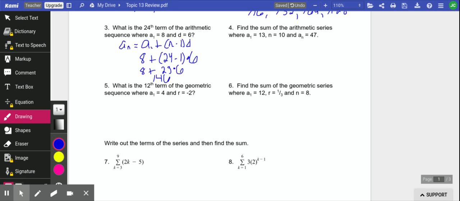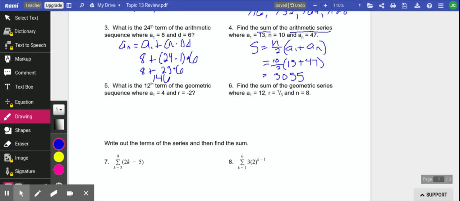All right, the next one, we want to find the sum of the arithmetic series. So this is telling us which formula to use. We use that sum formula, which is n over 2 times (a1 plus an). It tells us that n is 10, our first term is 13, and our last term is 47. I'm just going to go ahead and put that in the calculator. And we get 3,055.